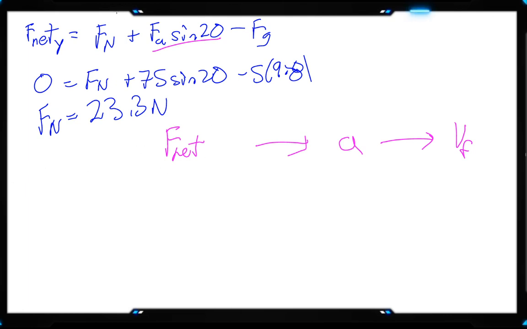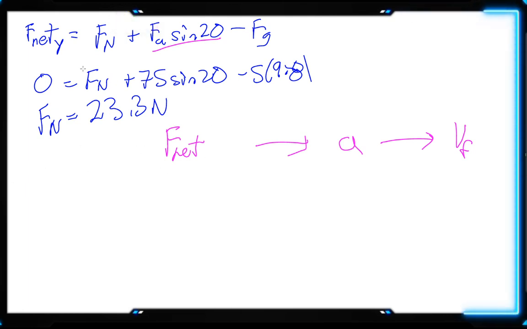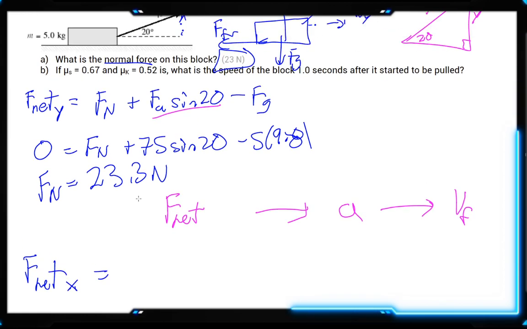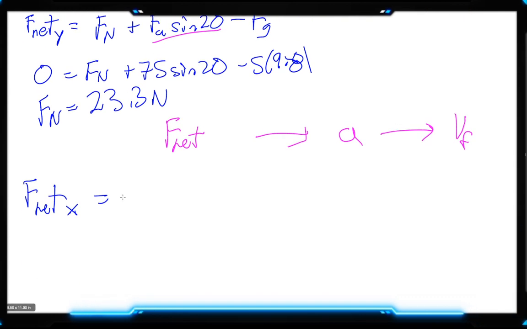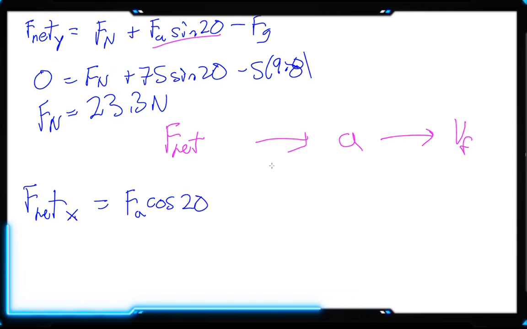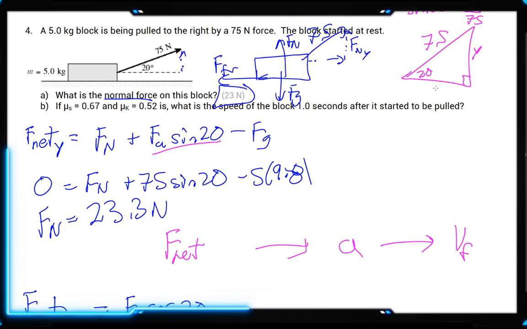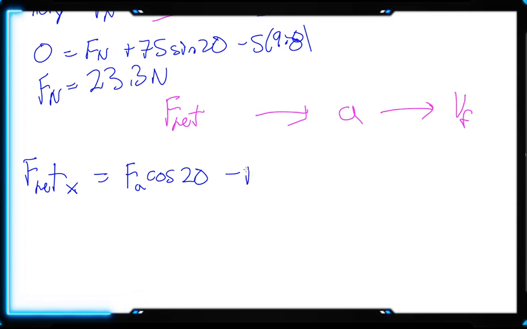Okay, so then now we can do Fnet in the x dimension, Fnet x. And look at our FBD. What are the forces in the x direction? Oh, there's an applied force. There's this guy right here. And there's a friction force. So let's do Fa cos 20. In this case, I want the adjacent side. I want this guy down here. It's the adjacent to 20. Minus the friction force. And that's where our normal force is going to be important.